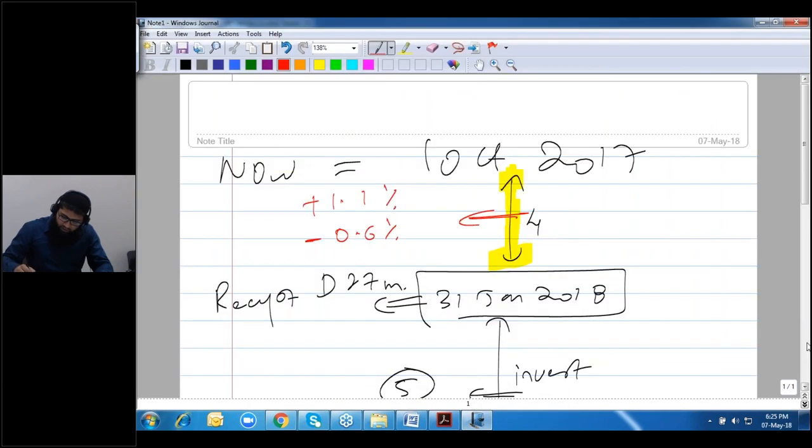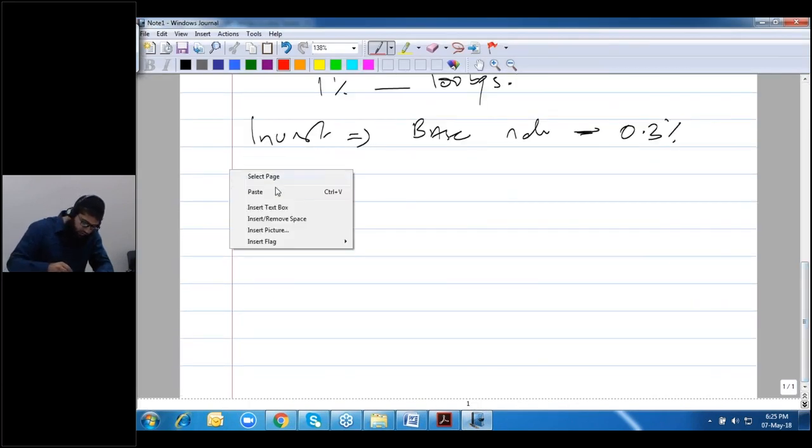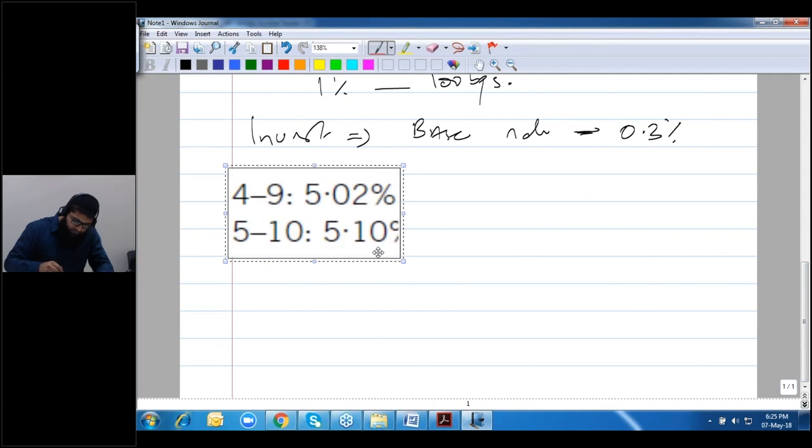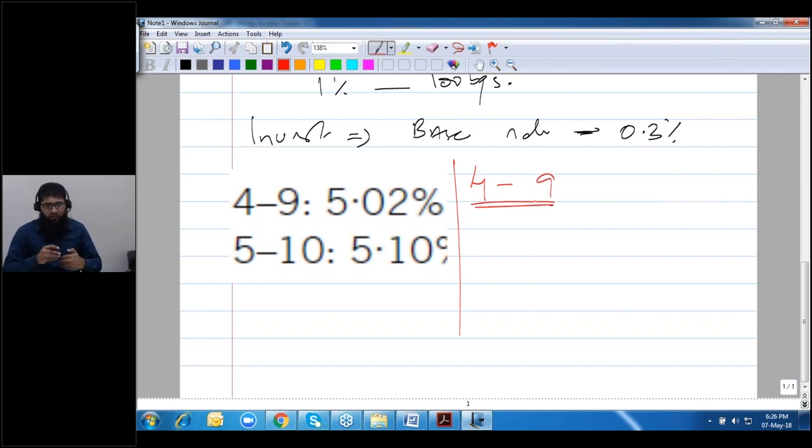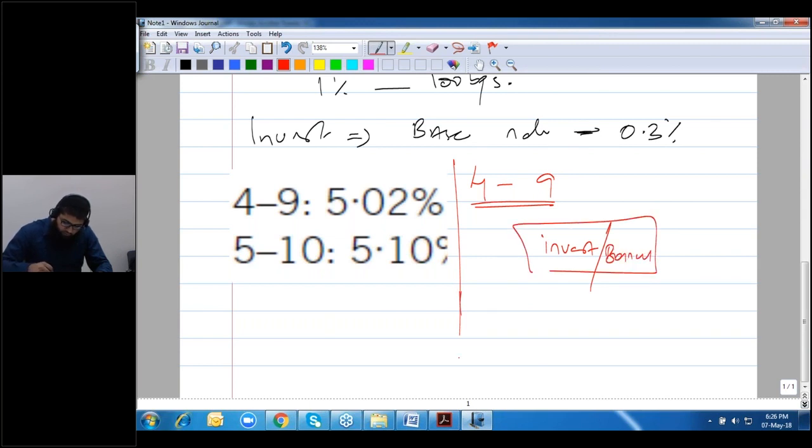If I talk about dealing with the FRA, you need to understand how the FRA is quoted and what the FRA actually indicates. Now when the examiner says 4-9 FRA, it means you are going to do a transaction. You are either going to invest or borrow in 4 months from now. This is now, and you're going to do a transaction 4 months from now.